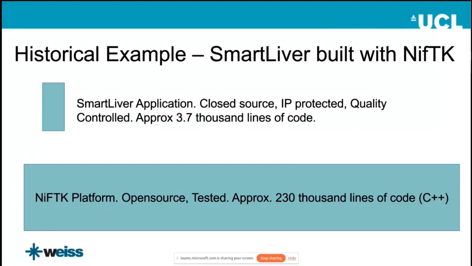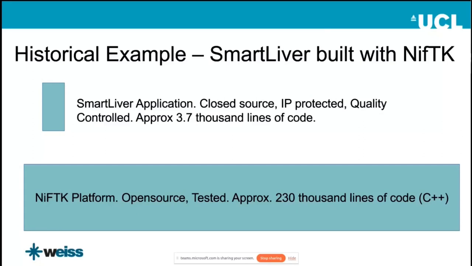The smart liver application itself is quite small, 3,500 lines of code, and it contains the sort of intellectual property we want if we were to create a medical product with this and were trying to spin out. That's where the unique stuff is. But we don't want to spend all our time as researchers and developers contributing to that. We want to contribute to something that can be more widely reused and recycled. So all the common infrastructure goes into the NifTK platform, which is open source, it's on GitHub, and can be used by other researchers in future programs.